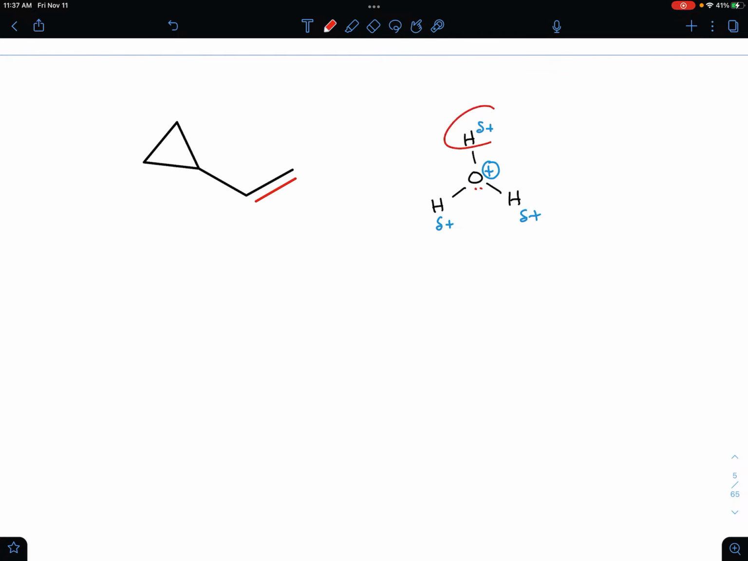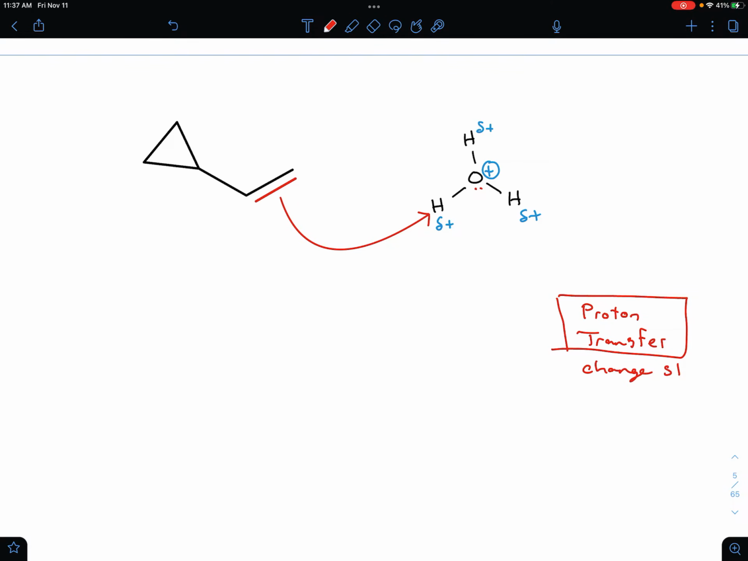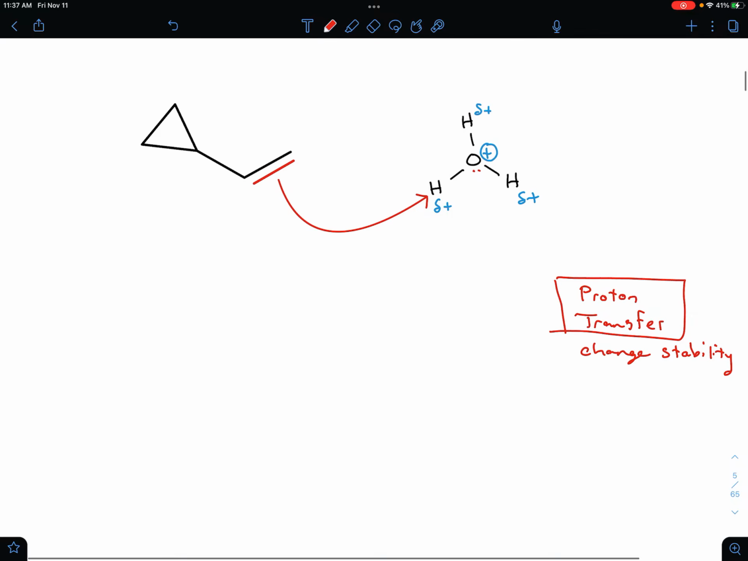So instead, the electrophiles that are attacked are the ones on the outside, the slight positive hydrogens. And so that's what our nucleophile attacks. It attacks one of those hydrogens there. And notice this first step is the same first step that occurred in hydrohalogenation. It's a proton transfer. It's going to change the stability of that carbon chain. It's going to make it a little more reactive. This is actually our catalyst here. This is our acid catalyst.